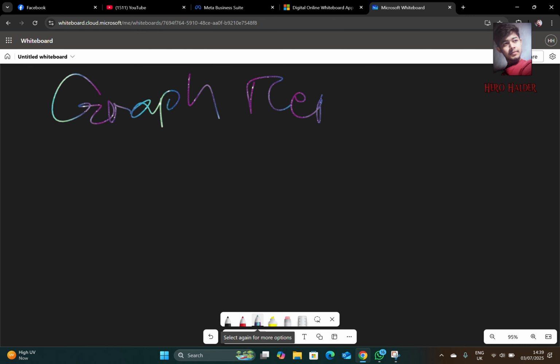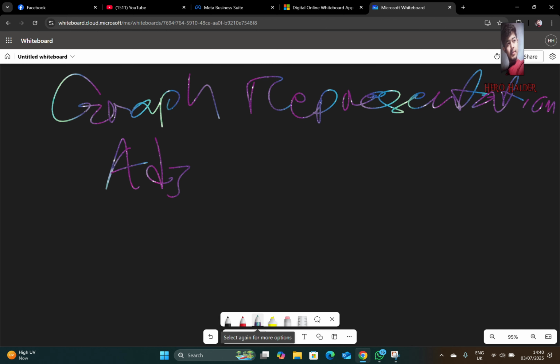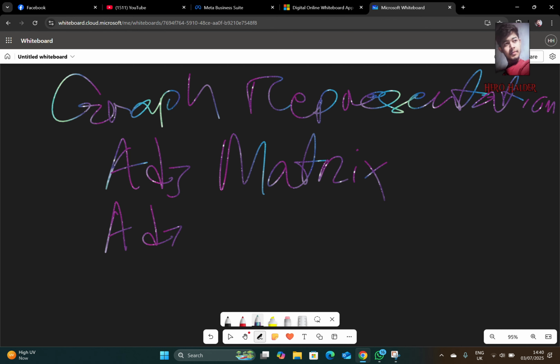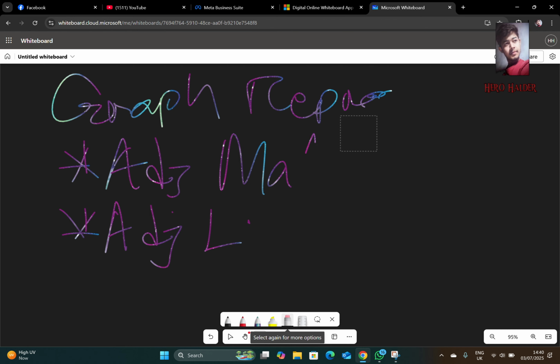And now we have to learn graph representation. A graph is represented by two ways. First is the adjacency matrix. And second is the adjacency list. At first we will learn the adjacency matrix.